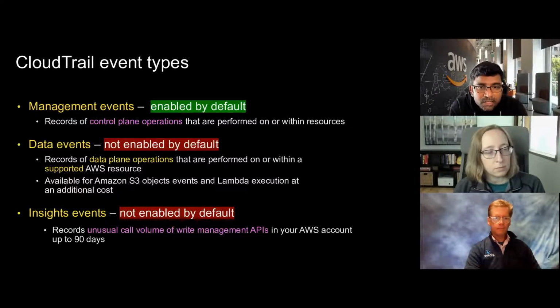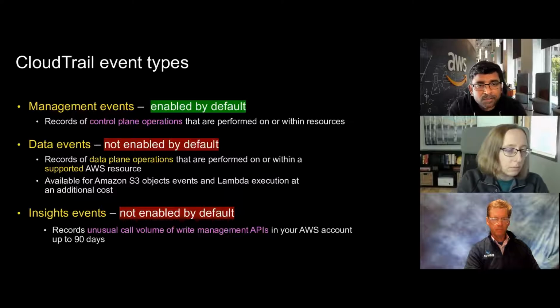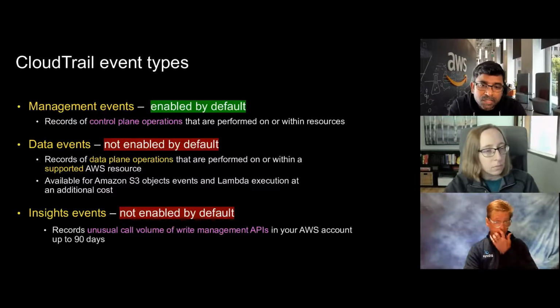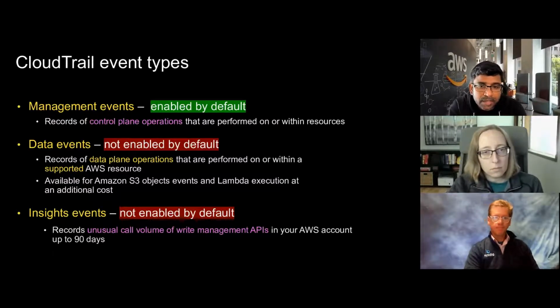Finally, let's look at the different types of events. CloudTrail records all the management events by default, or what we call control plane events. Apart from that, customers can also enable data events, or data plane events. Currently, we support two types of data plane events: one for S3 objects, another for Lambda events.